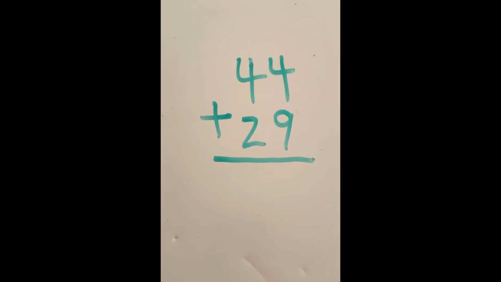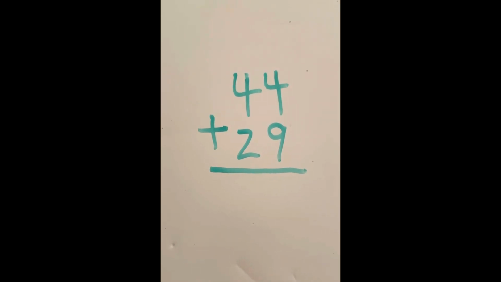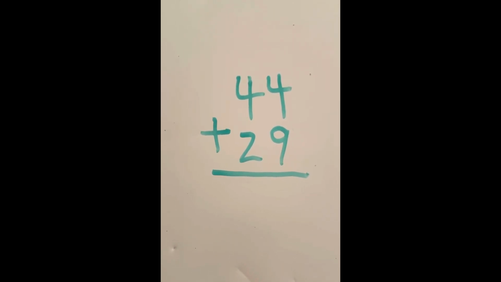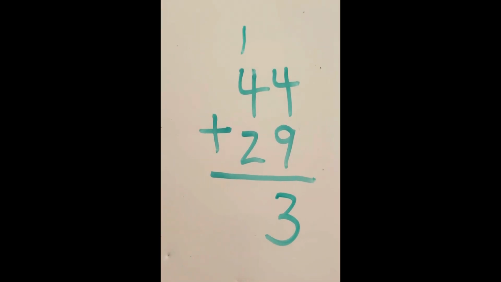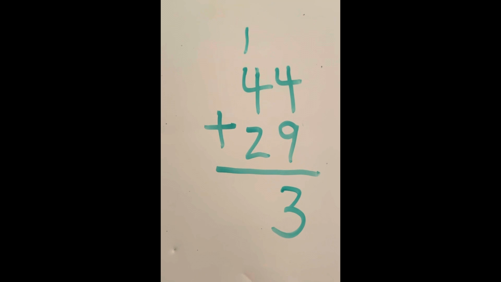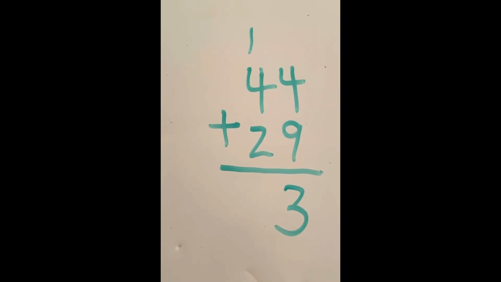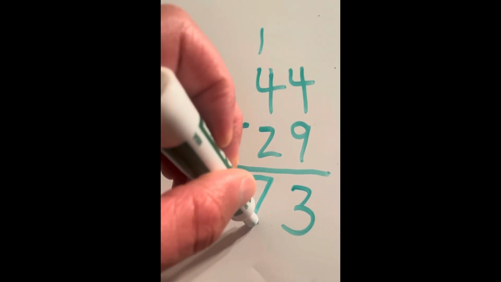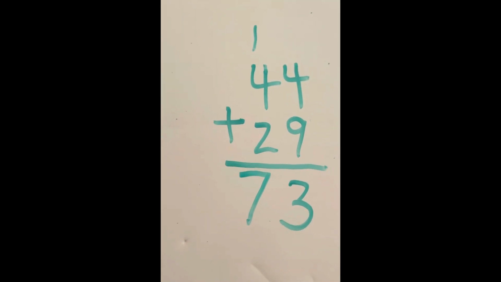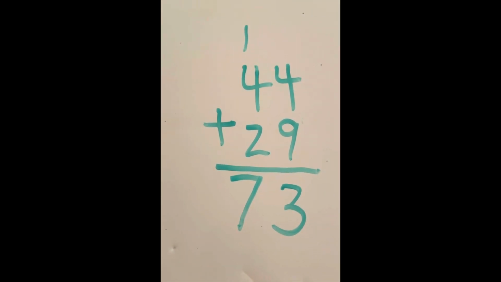Put your hands together for the final example of the show. 44 plus 29. So we're going to add 4 plus 9. 4 plus 9 equals 13. 3. Carry the 1. 4 plus 2 equals 6. We add the 1 that we carried over. It makes it 7. And we have our final answer. 44 plus 29 equals 73.